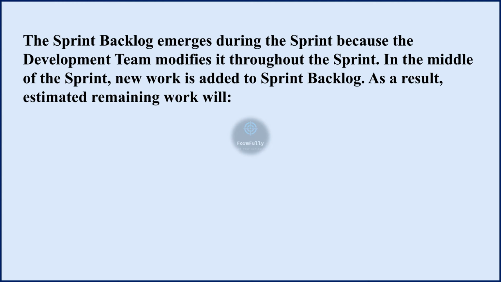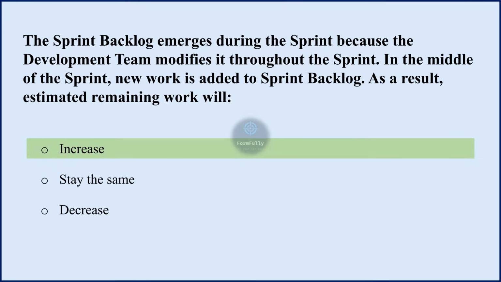Next question. The sprint backlog emerges during the sprint because the development team modifies it throughout the sprint. In the middle of the sprint, new work is added to the sprint backlog. As a result, estimated remaining work will: options are increase, stay the same, decrease. The correct option is the first, increase.